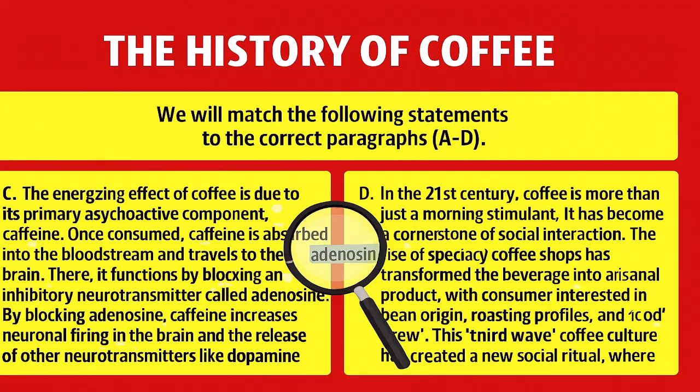Finally, Statement 4, a description of the physical appearance of the coffee plant. Again, I remember reading about this right at the beginning. My keywords are description, appearance, plant. Let's look at paragraph A again. It says the plant is a woody shrub. It says the leaves are dark green and glossy. It says it has white flowers and oval-shaped berries. Is this a description of its physical appearance? Yes, it is a direct, detailed description. The answer to statement 4 is paragraph A.